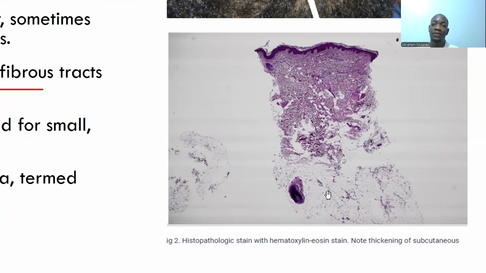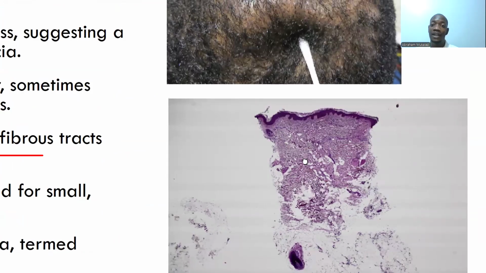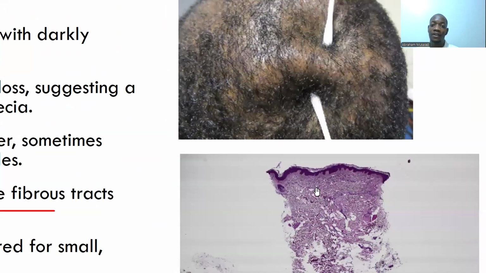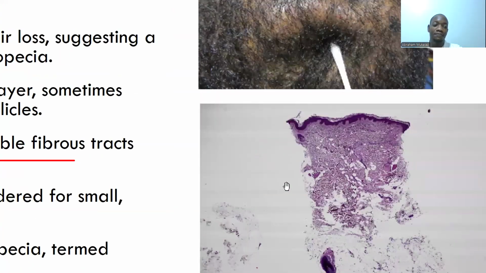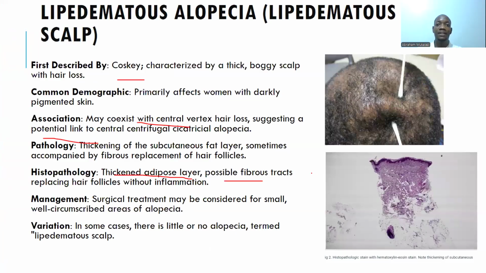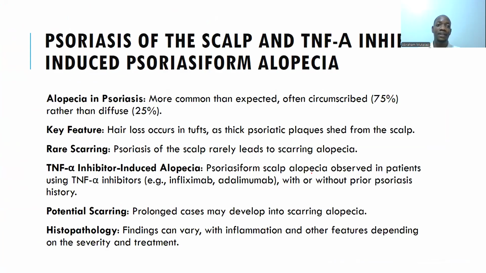So this is how it looks on histology, no sign of any inflammation. And then also a reduced number of hairs. As you can see on this side, just a few hair follicles can actually be seen. So that is lipedematous alopecia, or sometimes the variant we call lipedematous scalp if it's not associated with hair loss.